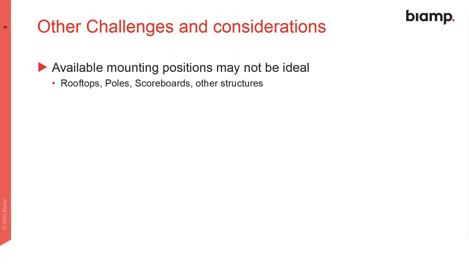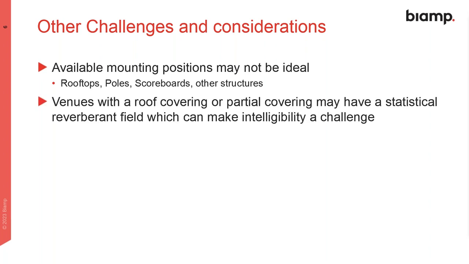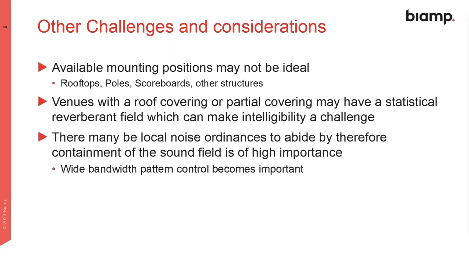Rather than looking at red iron and things of that sort, we're looking at rooftops and poles and scoreboards and other nearby structures that might be suitable to mount our systems. It's notable that venues with a roof or covering or partial covering may have a statistical reverberant field. So when we start considering intelligibility and how we're addressing these areas, we want to be mindful that there still may be reverb, or more than likely it's going to be echoes that we're having issues with.